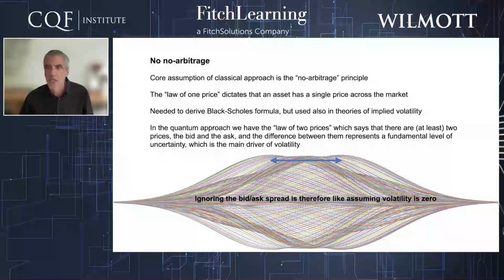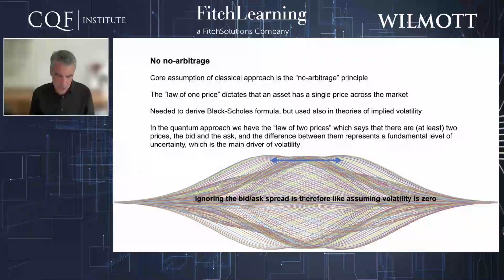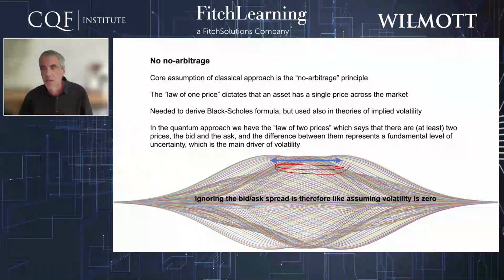The core assumption of the classical approach is the no arbitrage principle. So you have the law of one price, which dictates that an asset has a single price across the market. This is needed to derive the Black-Scholes formula, but it's also used in theories of implied volatility. In the quantum approach, we have the law of two prices, which says that there are at least two prices, the bid and the ask, and the difference between them represents a fundamental level of uncertainty, which is the main driver of volatility. So ignoring that bid-ask spread is like assuming volatility is 0. It's not very useful.